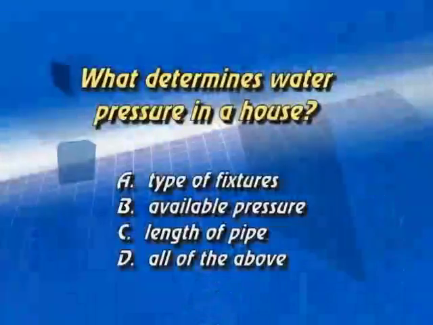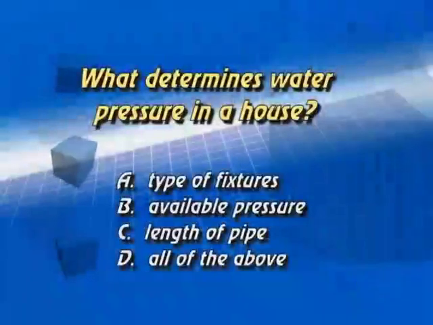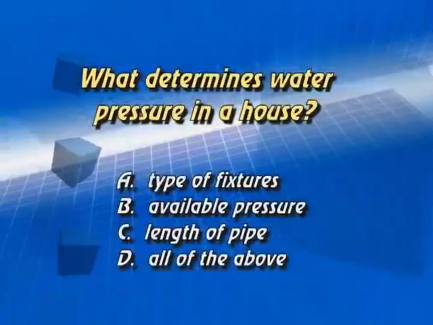14, what determines water pressure in a house? Type of fixtures, available pressure, length of pipe, or all of the above? Actually, it's all of the above. The longer the pipe, the lower the pressure will become. The available pressure, of course, that's an obvious answer. And the type of fixtures. If you have a fixture with a small orifice, your pressure will be relatively low.